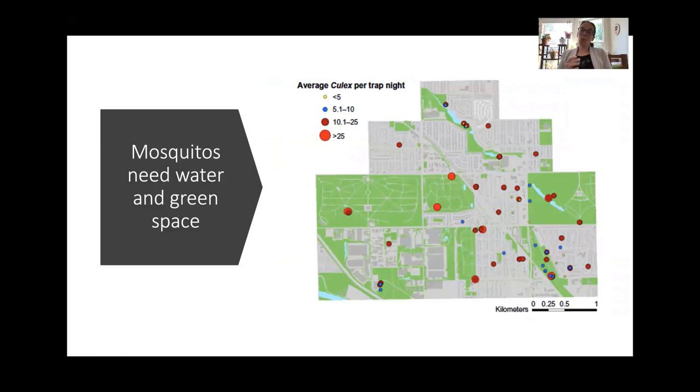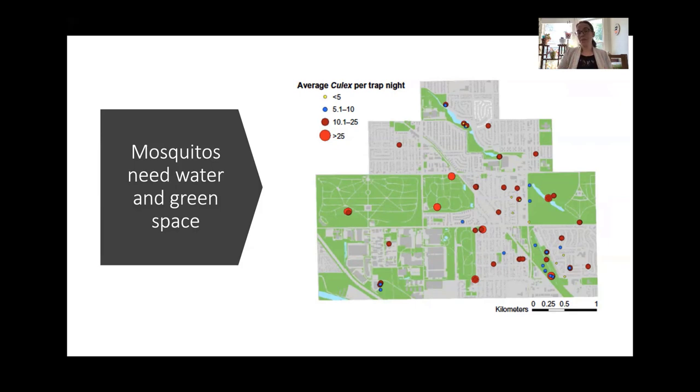So what do mosquitoes need? Mosquitoes need water because they need somewhere to lay their eggs, and they need green space. For one thing, the Culex mosquitoes want to bite birds. So they want areas that birds are in, and birds like trees and bushes and other types of cover. So the Culex mosquitoes are going to be around the areas where birds are going to be, but also that has water.